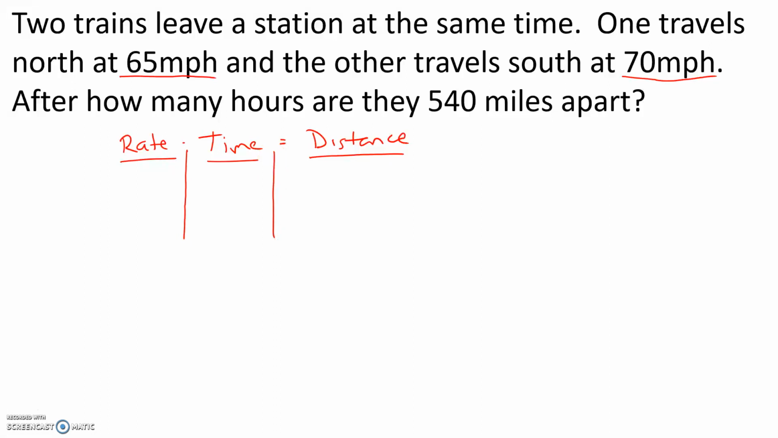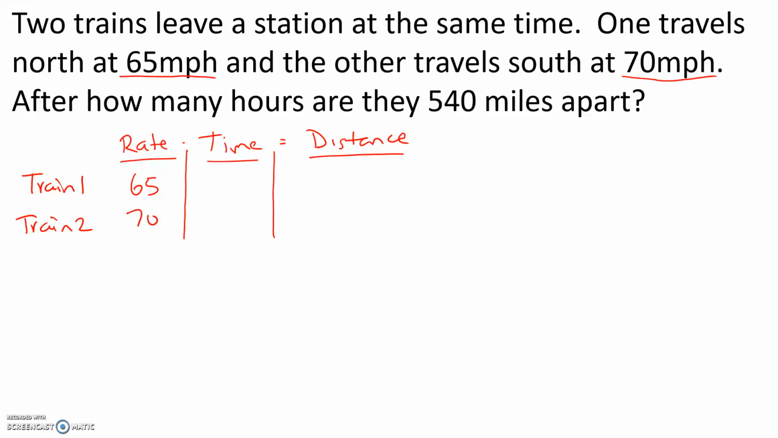Okay, so now let's see what we have. We have two trains. So I'm going to say this is train 1 and this is train 2. One travels north at 65 miles per hour. So the rate of the first train is 65 miles an hour. The other travels south at 70 miles an hour. So the rate of the second train is 70 miles an hour.